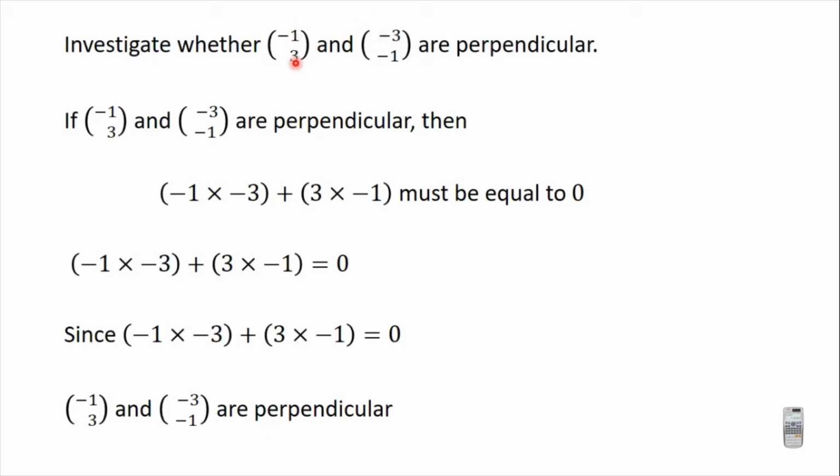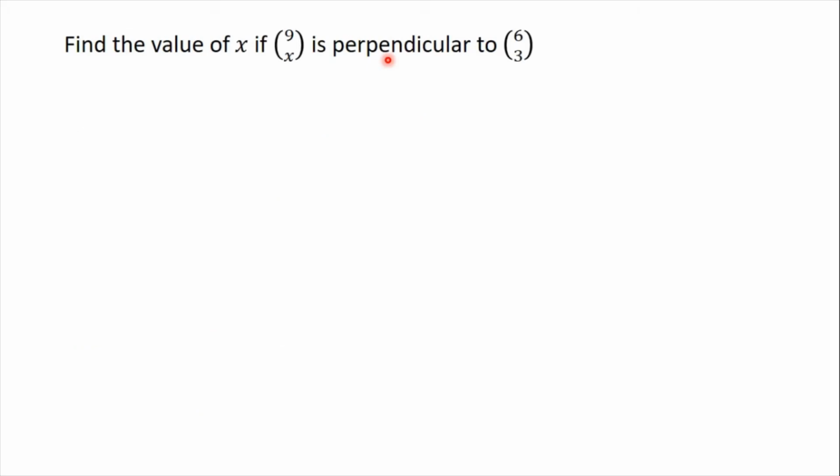Then add it to what you get when you multiply the y component here by the y component here. If you get 0, then the two vectors are perpendicular. If you don't get 0, the two vectors are not perpendicular. Let's take the other question.